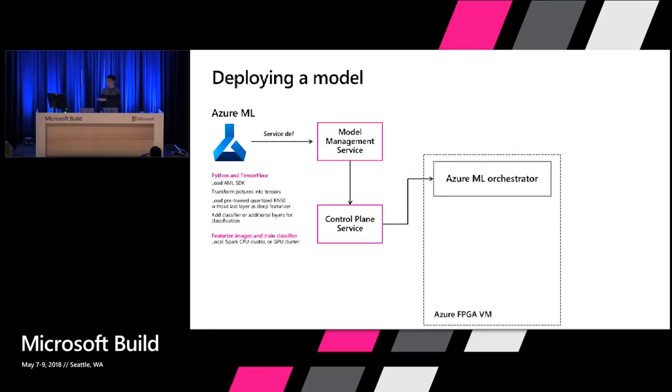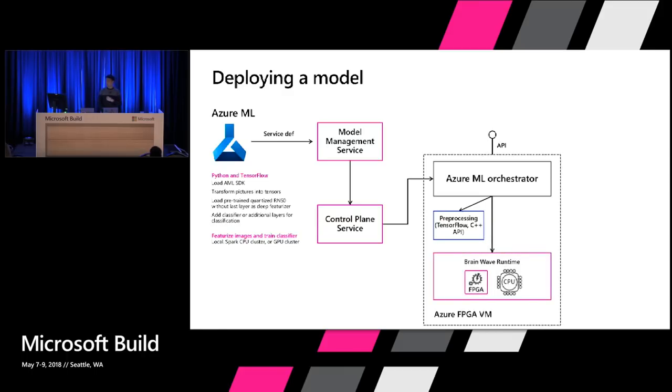And this is just another view of that VM where we have that orchestrator. The orchestrator might run the pre-processing on the CPU, and then it runs the ResNet 50 on Brainwave. And then for a classifier, again, you have TensorFlow classifiers that you might want to run. We can also front this with a software load balancer.